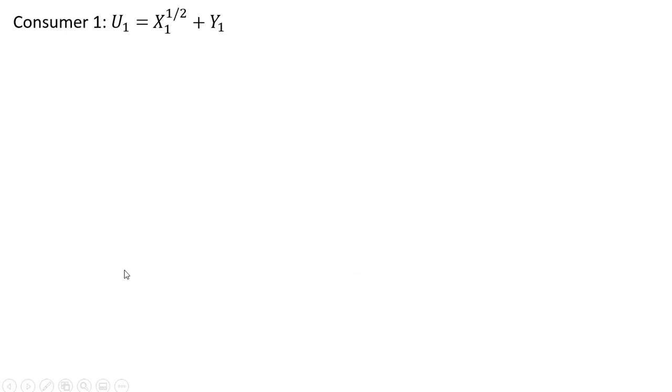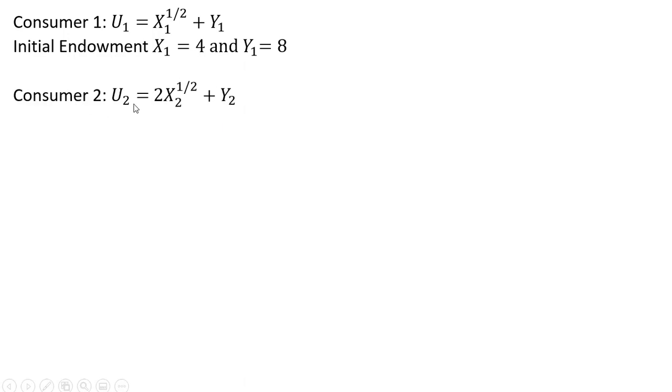So our setup, consumer 1's utility function. The initial endowment for consumer 1 is as follows: 4 units of good X and 8 units of good Y. Consumer 2's utility function and consumer 2's endowment.